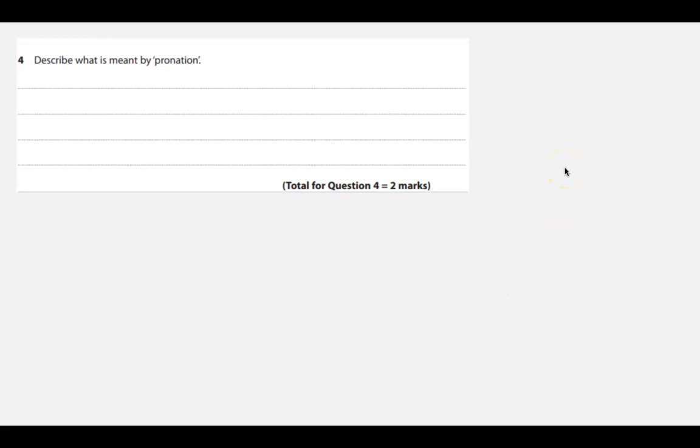I have mentioned this in class, but we didn't write notes on it, and I saw that it came up on one of the exam questions, so I think it's worthwhile you guys having a go at this. So describe what is meant by pronation. Can you give that a go? So pause it now. Okay, I'll give you the answer.